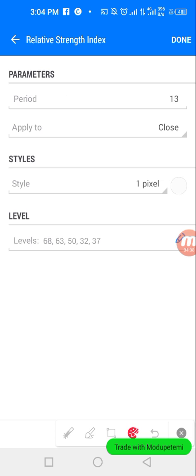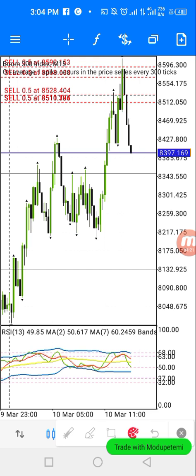The style is going to be 1, and then the color of the style has to be the color of your background. It has to be the color of your background, right? So it has to be the color of your background, and then the levels are this. So once you are done, you click on done.